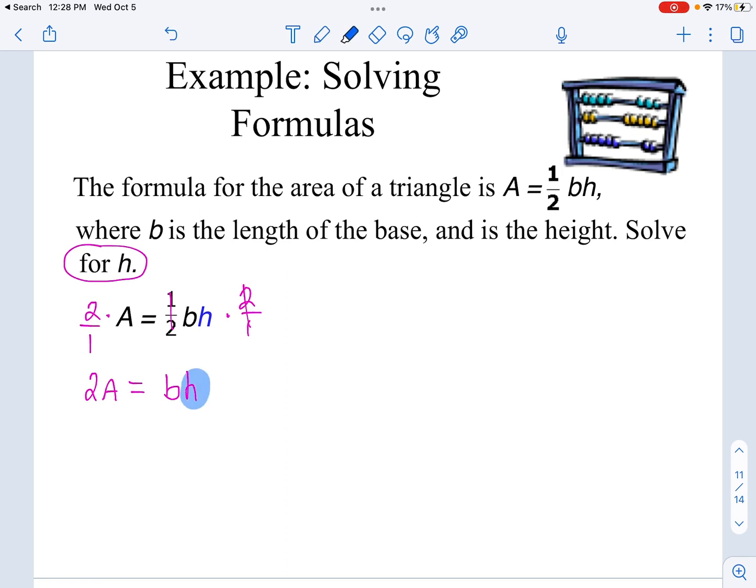Don't stop until H is completely by itself. We get H completely by itself by dividing B on both sides. B cancels. And H is going to equal 2A over B.